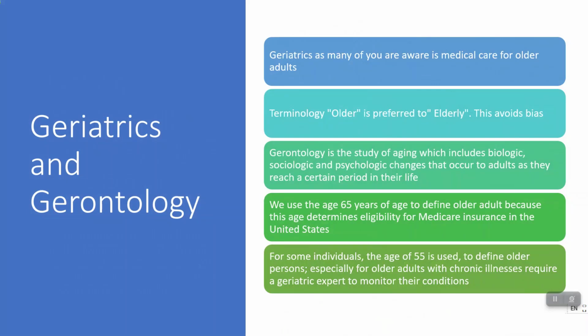Geriatrics is a term that refers to the medical care for older adults, an age group that is not easy to define precisely. Gerontology is the study of aging. It includes biologic, sociologic, and psychologic changes. Older is preferred to elderly, but both terms are equally imprecise. It's important to avoid terms and attitudes that suggest bias against older people. Bias against older adults is called ageism. Although there's no set age to define older age, greater than 65 is often used because this is the age that determines eligibility for Medicare insurance in the United States.